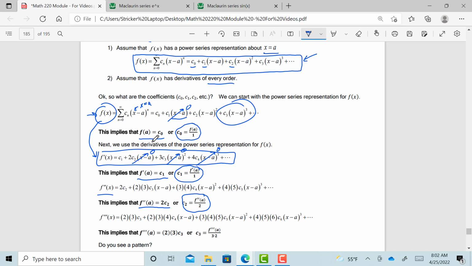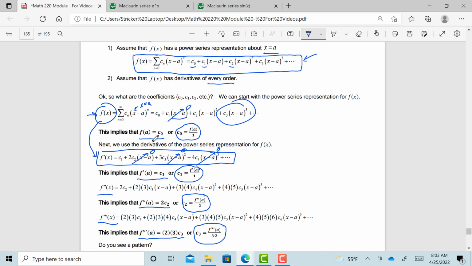Let's do this one more time. If we find the third derivative, and you can see it here, that's going to mean that f triple prime of a is equal to 2 times 3 times c3. So that means that c3 is equal to f triple prime of a over 3 times 2.